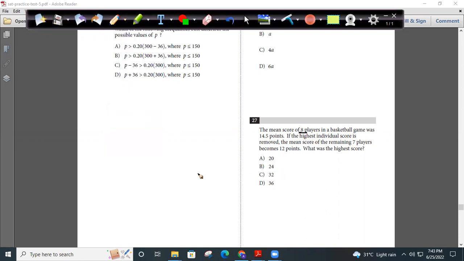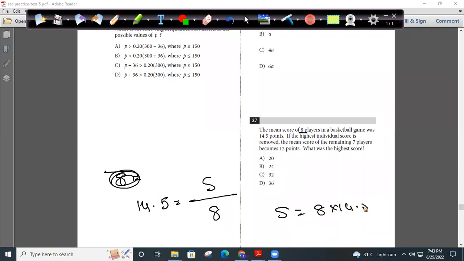So 8 players are there. The mean of the 8 players is 14.5. How many players are there? 8 players are there. So what is the sum? Sum is equal to 8 into 14.5. 8 into 14.5 is 80 plus 112 plus 4, 116. 8 into 14.5 is 116.